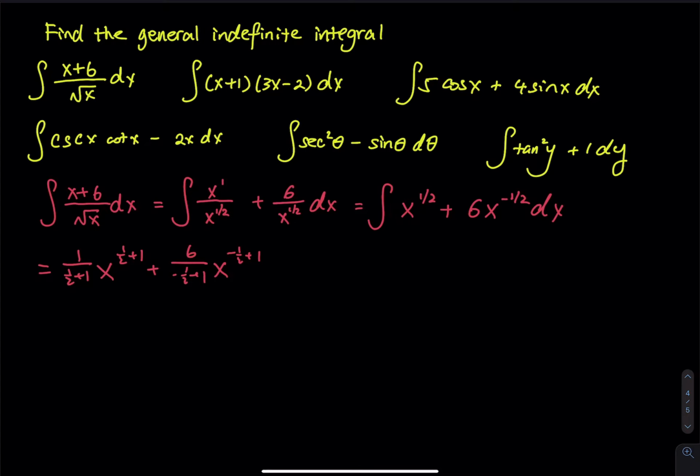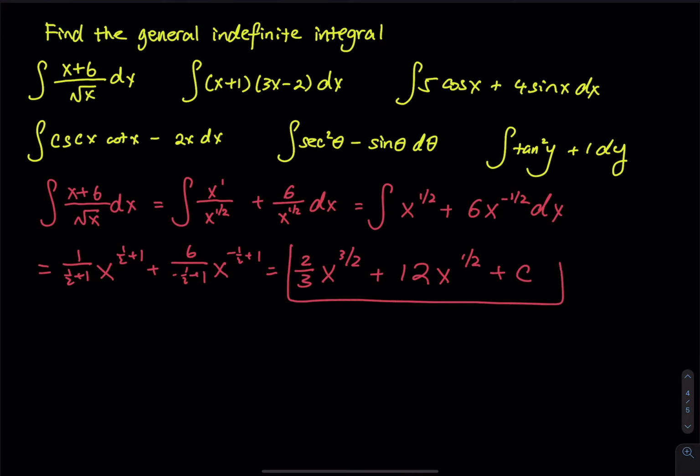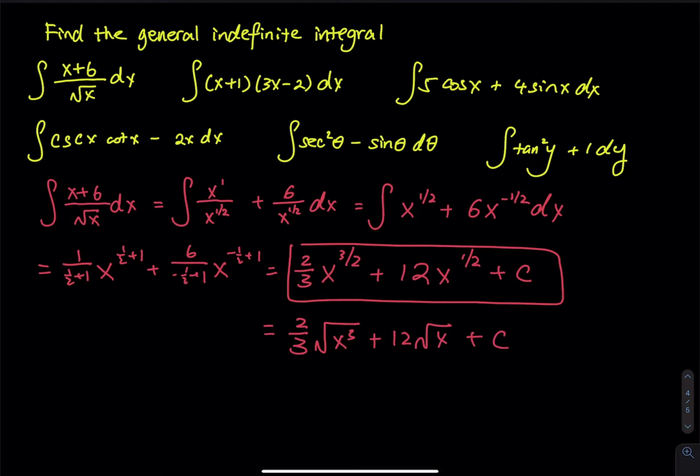Okay, and then that is equal to 1 over 3 over 2, right? So that will be 2 over 3, x to the 3/2. And then that one, negative 1/2 plus 1, so that will be 1/2, 6 divided by 1/2, which is 6 times 2. That is equal to 12, and then this is x to the 1/2, and then plus c, right? So I accept rational exponents, but if you are doing homework online and they would like you to put this back to radical, then you have to do 2 over 3, the square root of x to the third, plus 12 square root of x plus c, depending on the preference.